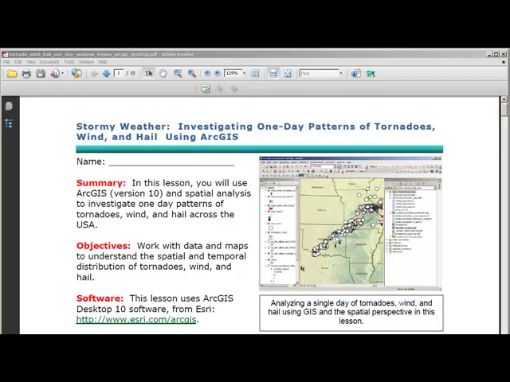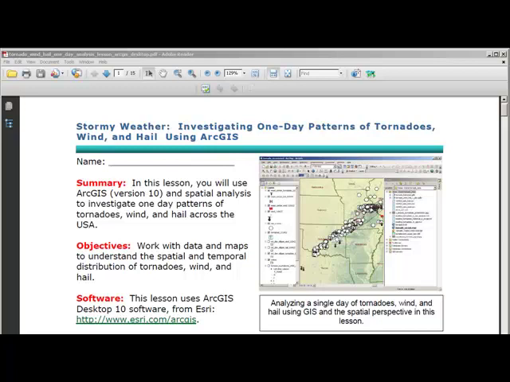Let's investigate one day patterns of tornadoes, wind, and hail using ArcGIS in a lesson called Stormy Weather. What you'll do in this lesson is to work with data and maps to understand the spatial and temporal distribution of tornadoes, wind, and hail.